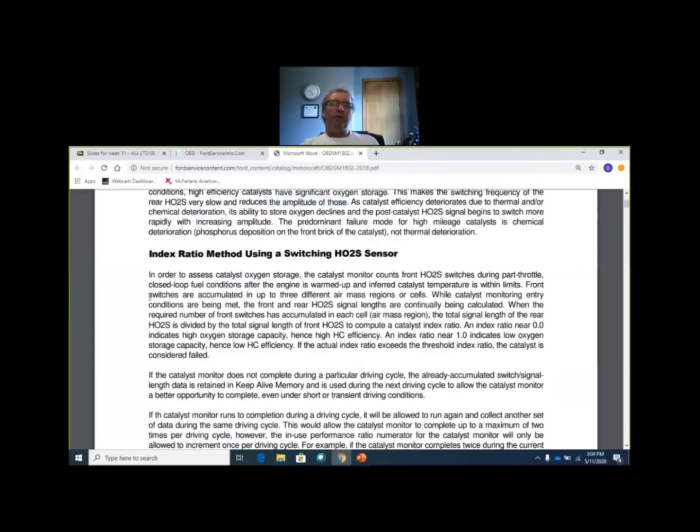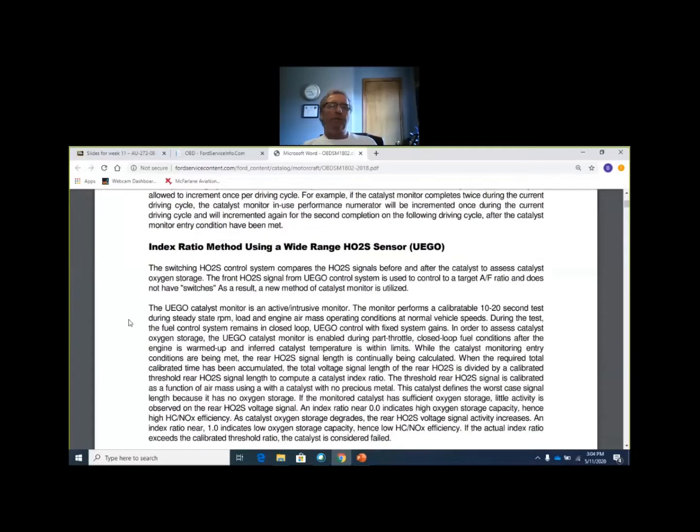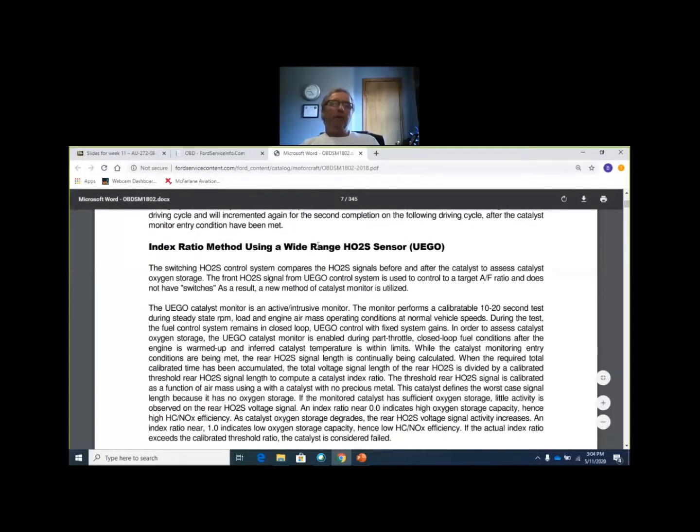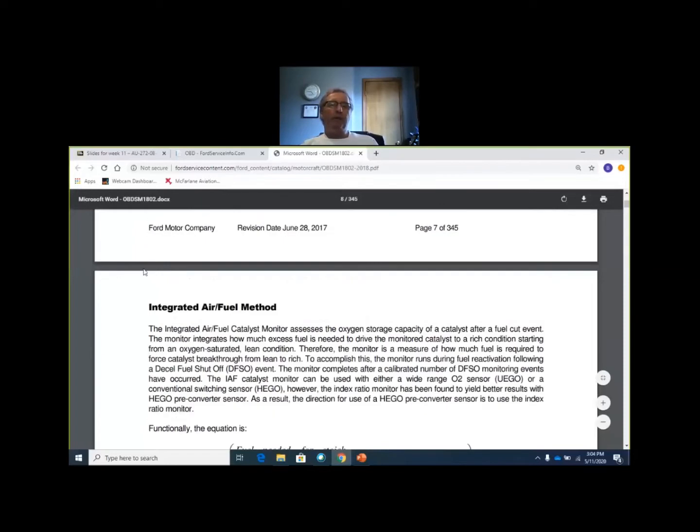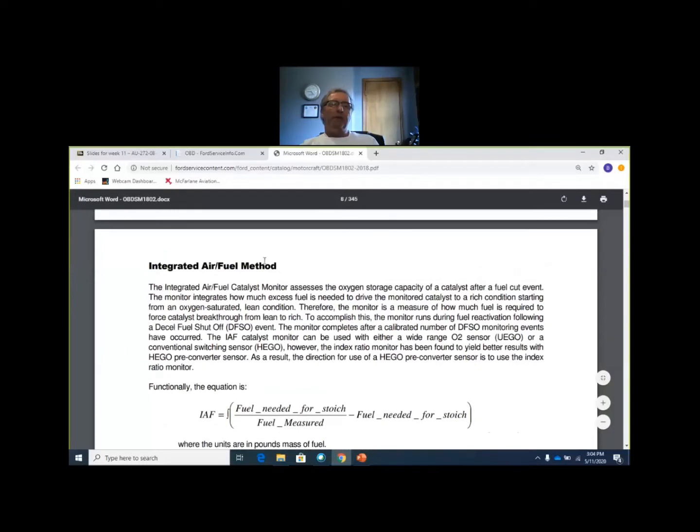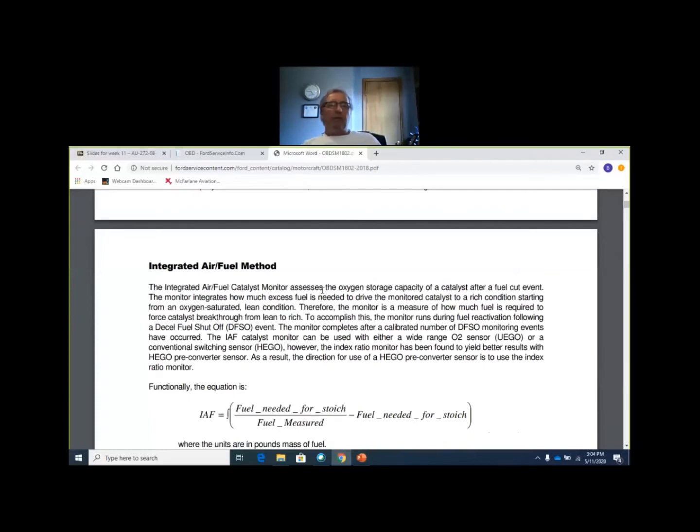Index ratio method, using a switching oxygen sensor, which is kind of the old-fashioned type, and the index ratio method using a wide range oxygen sensor. We talked about these wideband sensors before. And then there's this integrated air fuel method, which I think is the last one I talked about, where it actually drives the catalyst, or drives the exhaust stream, very lean, right?